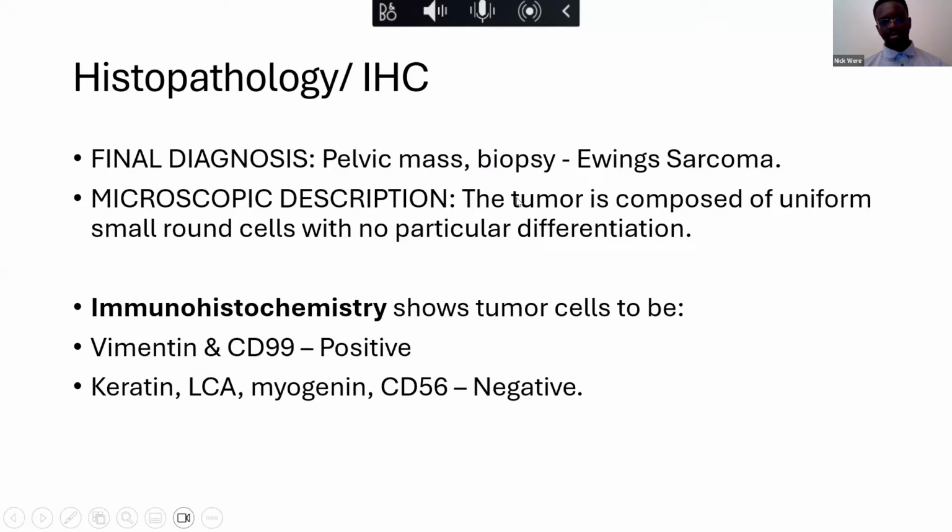So for the histopathology, the microscopy showed small round cells with no particular differentiation, and immunohistochemistry showed positive vimentin and CD99 with a confirmatory diagnosis of an Ewing sarcoma.